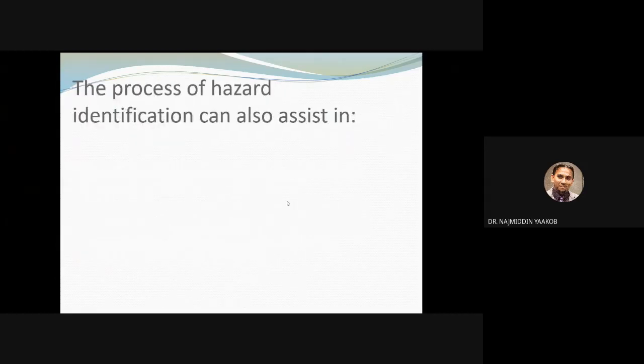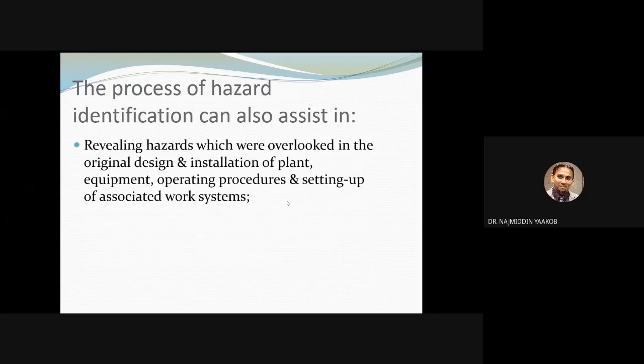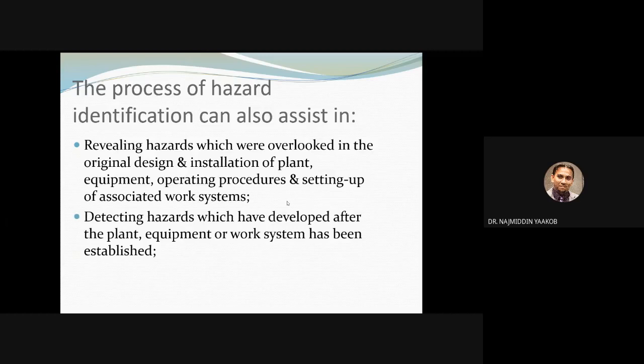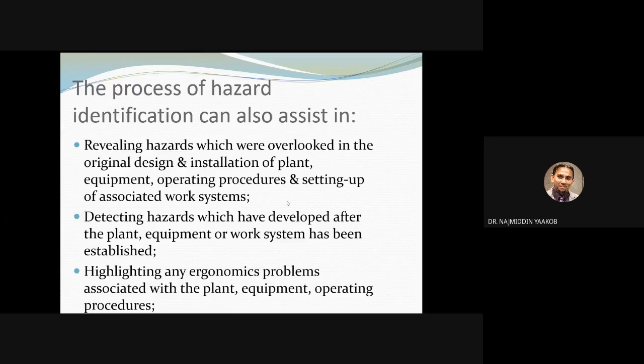So the process of hazard identification can also reveal hazards which you may have overlooked, detect hazards which have developed after the plant has been established, and also highlight any ergonomic problems.